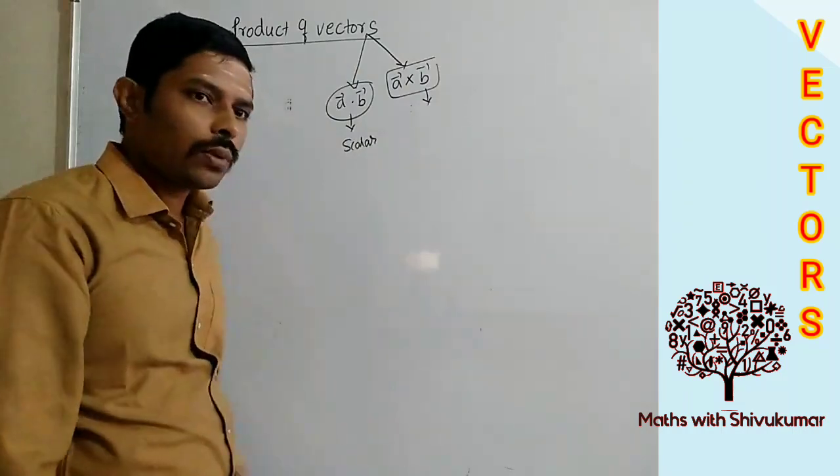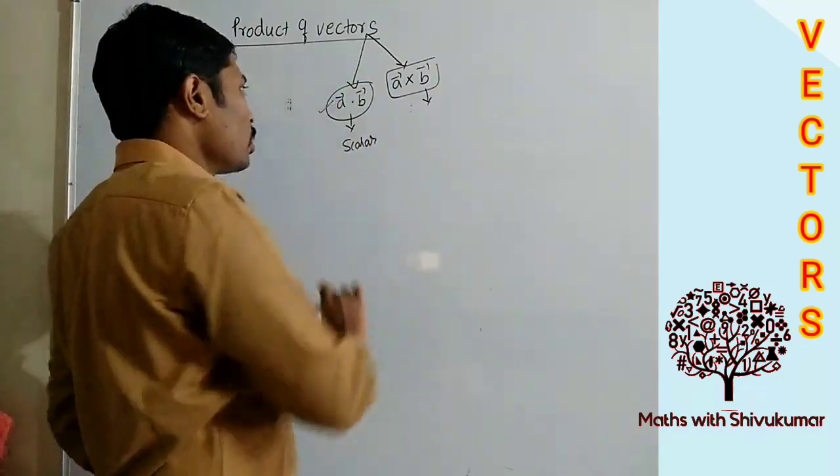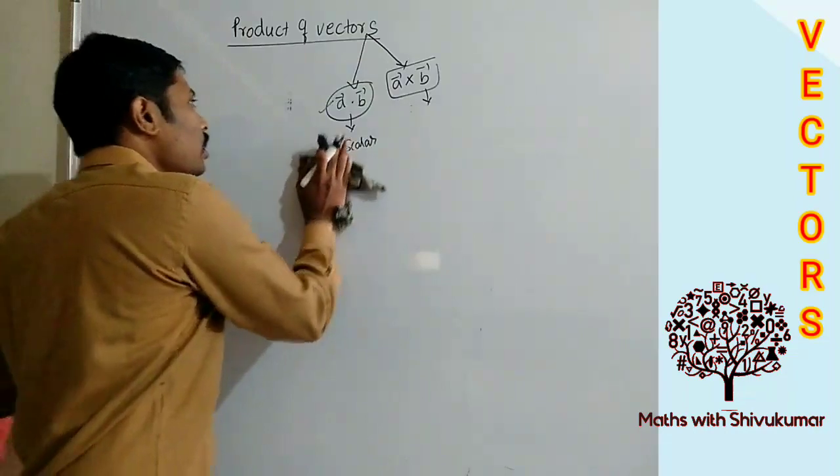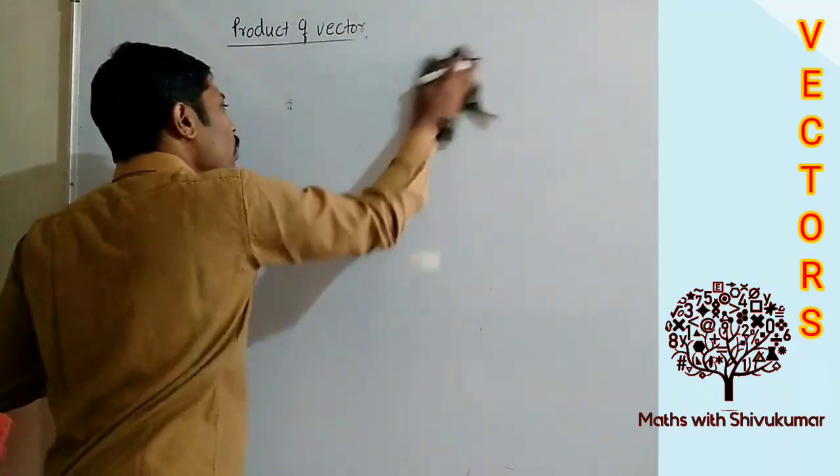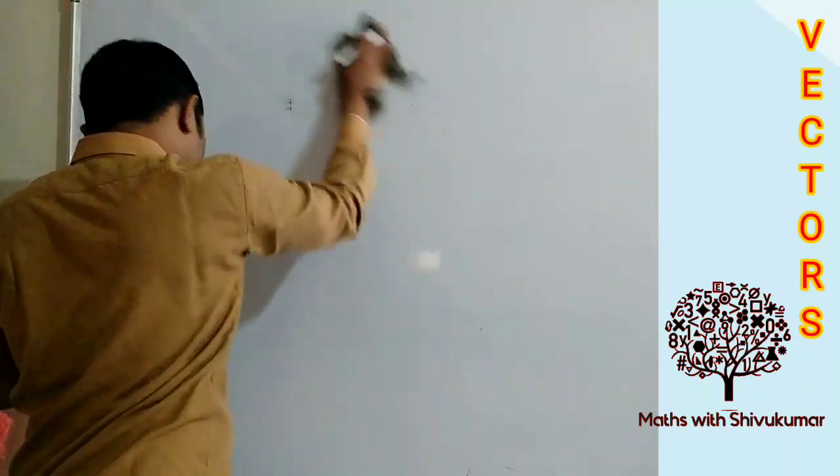So first one, what we will study, dot product or scalar product we will study. Then after this we will go for the cross product.